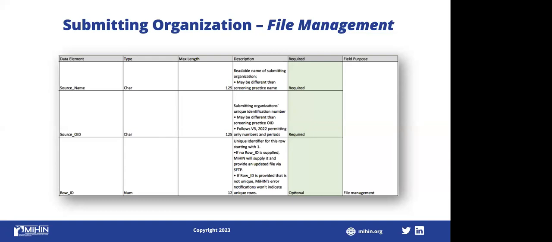These data elements give MiHIN the key information we need to appropriately troubleshoot a submitted file. If an issue arises, we can get right down to who the submitting organization was by name and unique OID, along with the specific row of data in the cases where a row of data is in contention. Next slide, please.